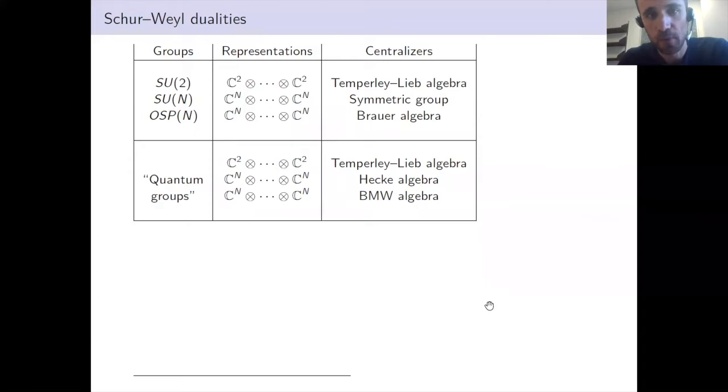So there have been, of course, many generalizations, and I'm just making a list here. Let me go over this quickly to save time. So you can consider different groups, different representations, and my point here is that when you look at centralizers, you will find very interesting and very well-known algebras. So you see the Temperley-Lieb algebra, the symmetric group, the Brauer algebra, the Hecke algebra, the BMW algebra. All these algebras have been very interesting, very useful in various areas of mathematics and also in physics.